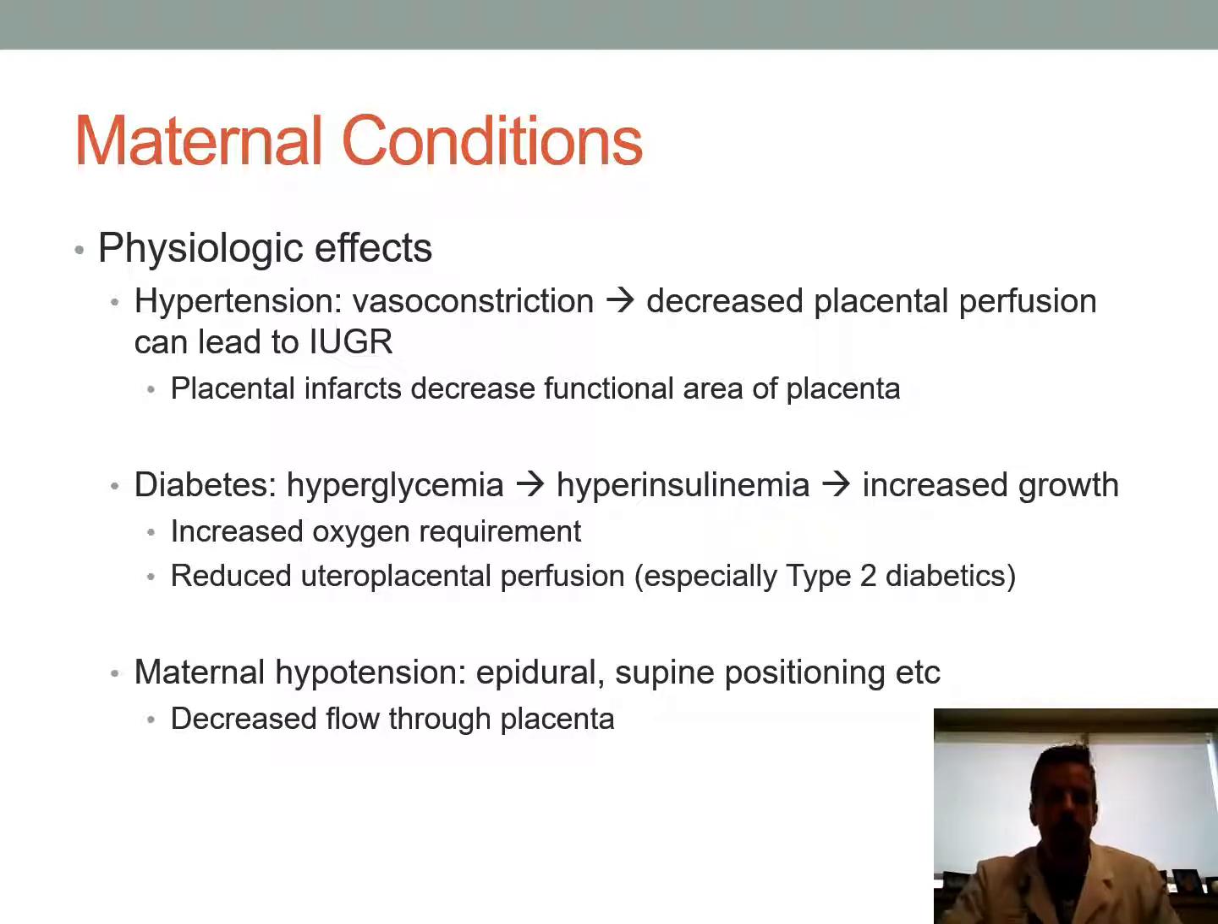And then maternal hypotension, usually this is occurring all of a sudden, supine positioning impinging on the inferior vena cava, or epidural placement causing a decrease in blood pressure. You can get sudden decreased flow through the placenta.